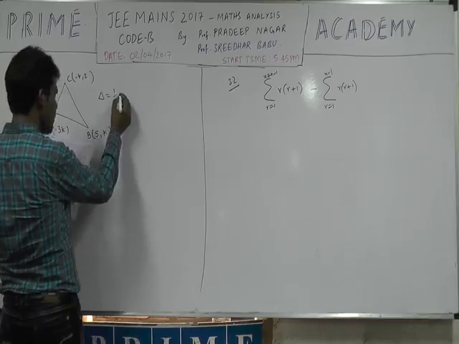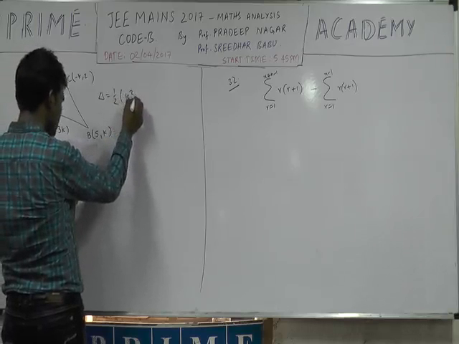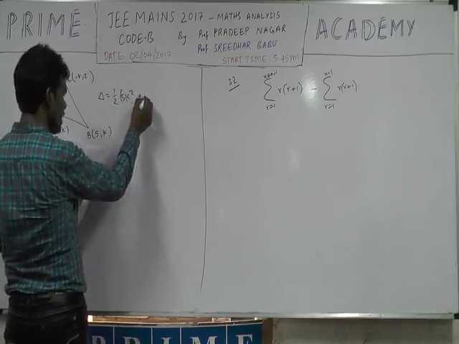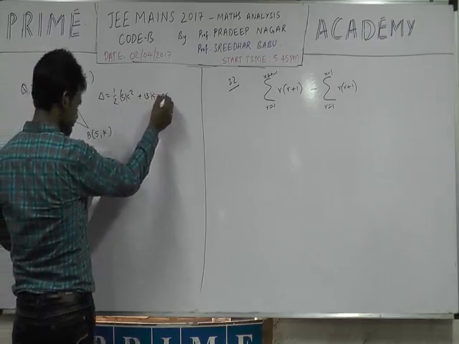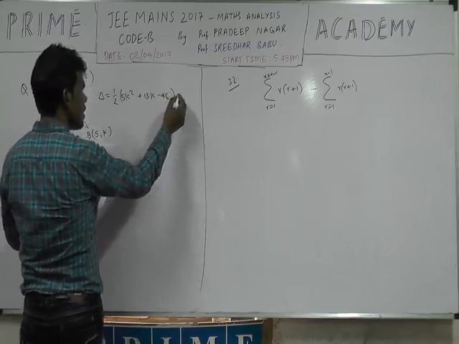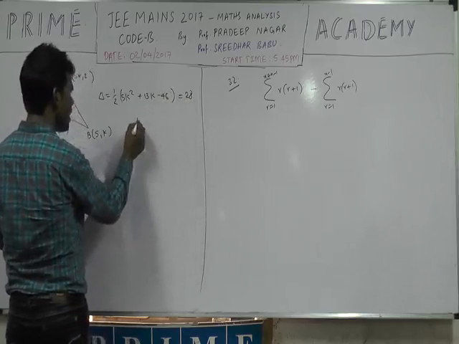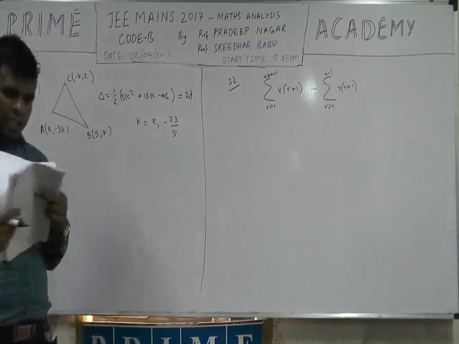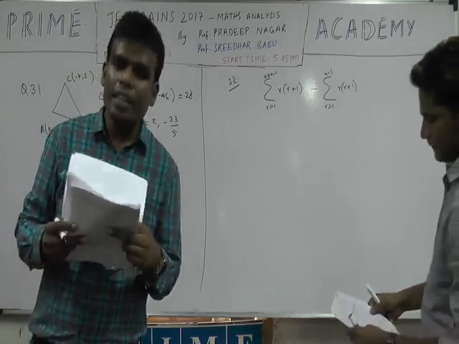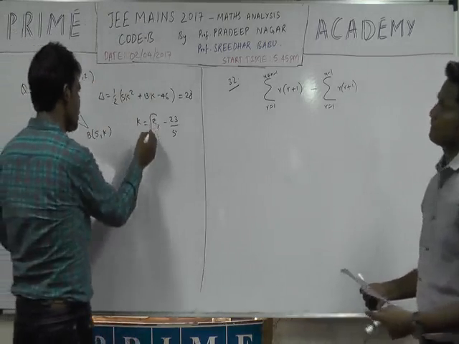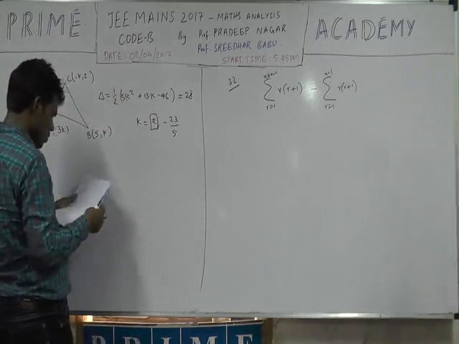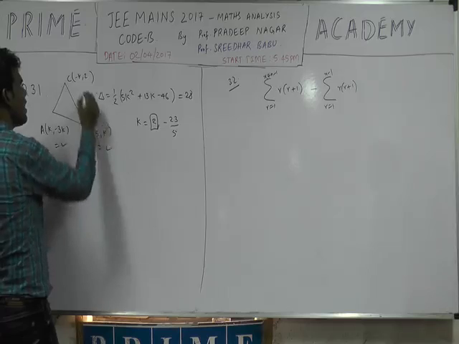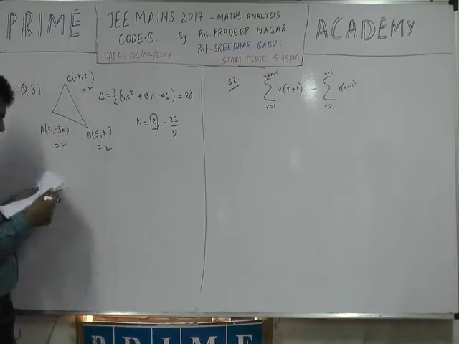That will give you half times (5k square plus 13k minus 46). So this is 28. That will give you that k is 2 and minus 23 upon 5. But since k is given as an integer, hence k should be 2 only. So if k is 2, then you can find these coordinates. After getting these coordinates, you can find the equations of altitudes.